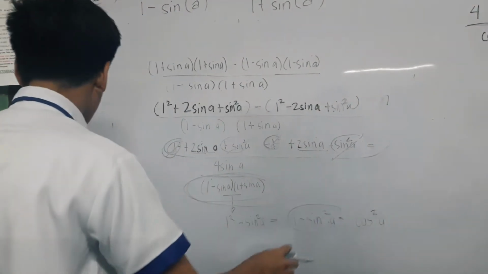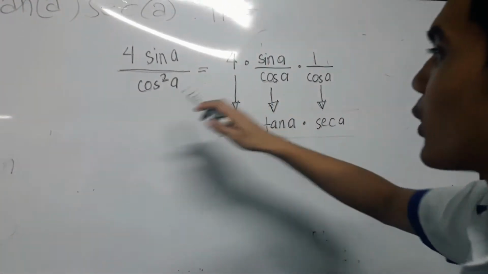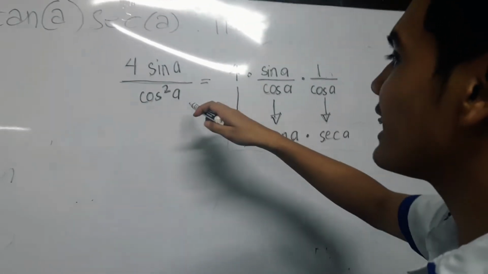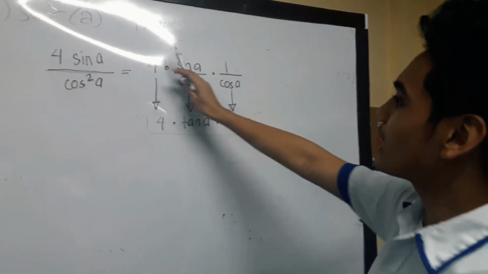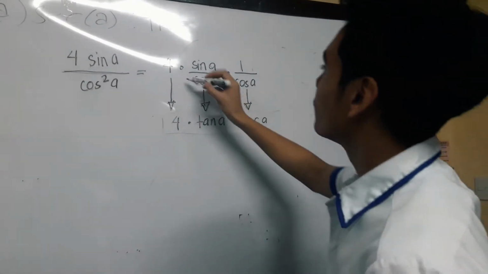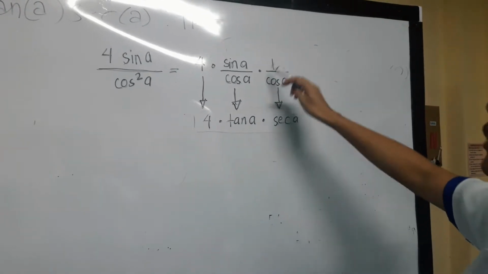cosine squared A, which is its trigonometric identity. So here 4 sine A over cosine squared A is equal to here. So we just expand it a bit further. So we have 4 times sine A over cosine A times 1 over cosine A.